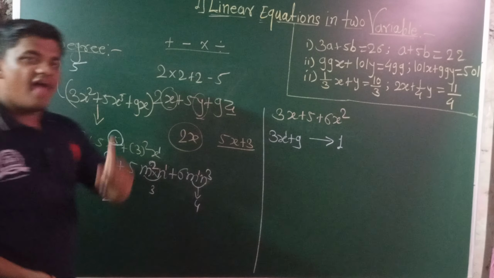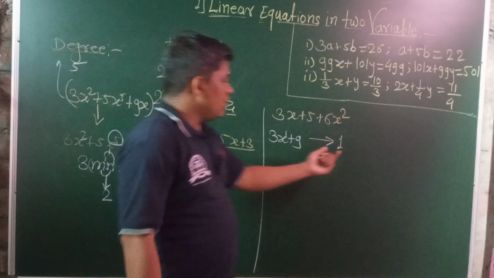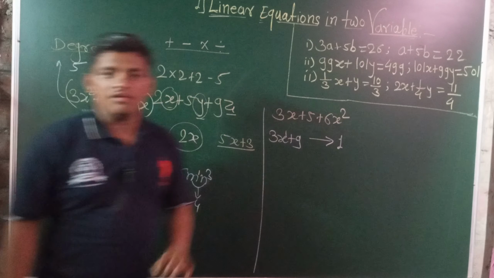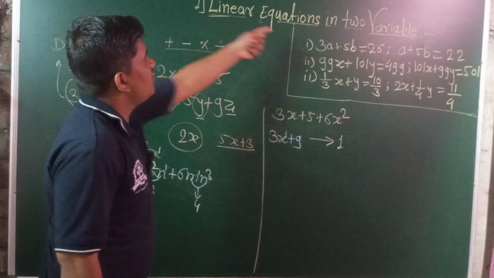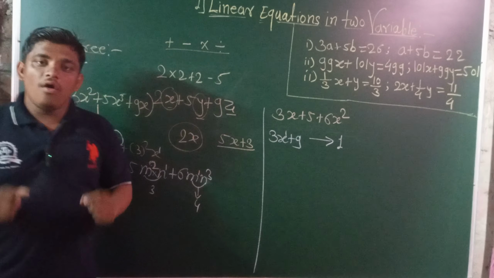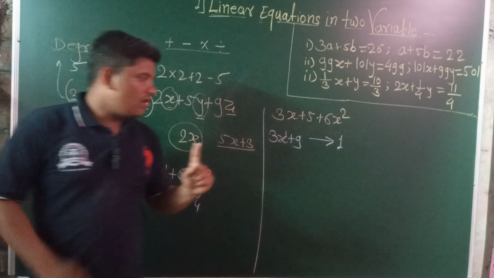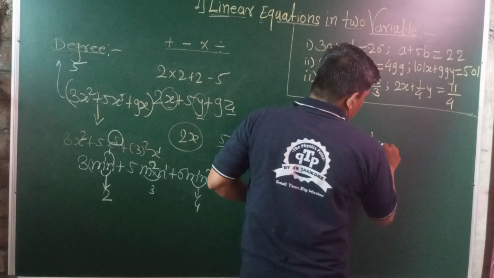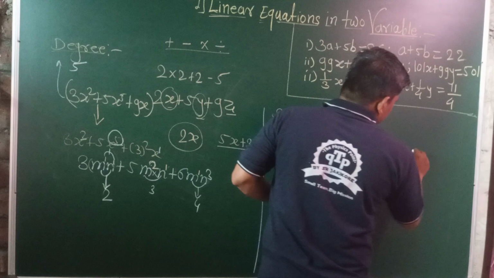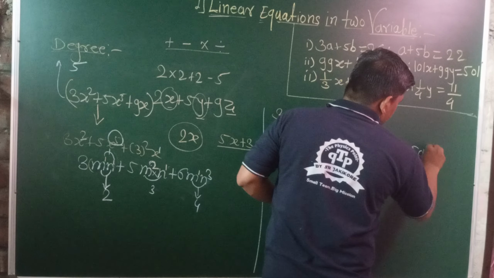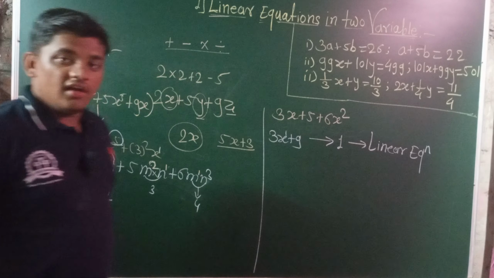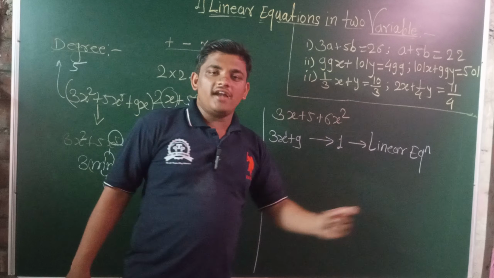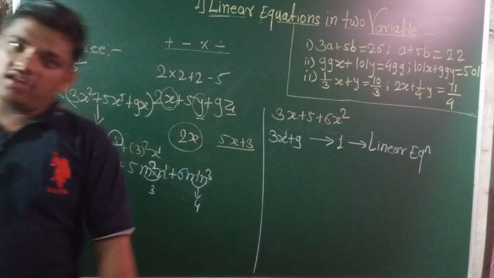If the equation has a single degree, or degree 1, this equation is known as a linear equation. What are linear equations? The equations having degree 1, the equation in which the degree, or highest power of the variable, is 1, is known as a linear equation.